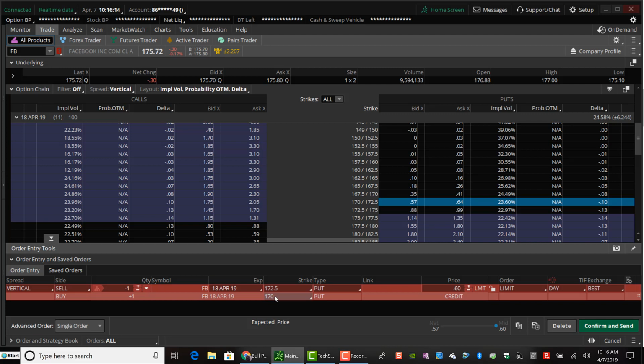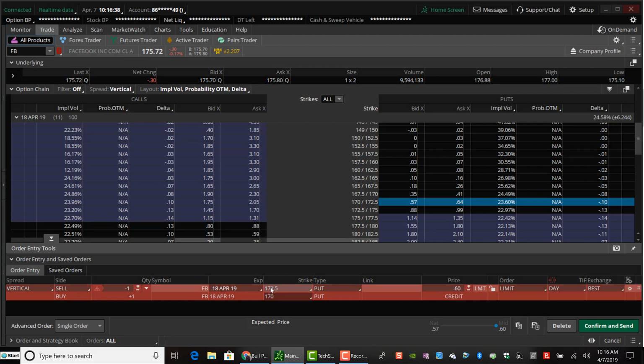Then I'm going to do one with selling one in the money, and I'm going to show you guys the advantages of selling one out of the money. So this one right here, we're going to sell one out of the money. We're going to keep the one that you sell out of the money close to the last price of the stock.